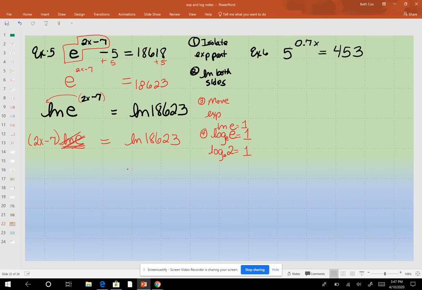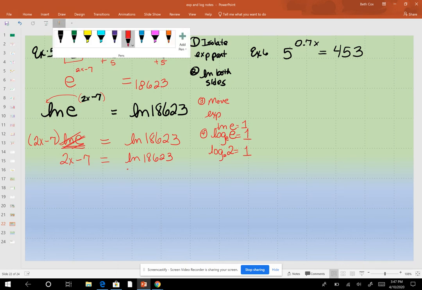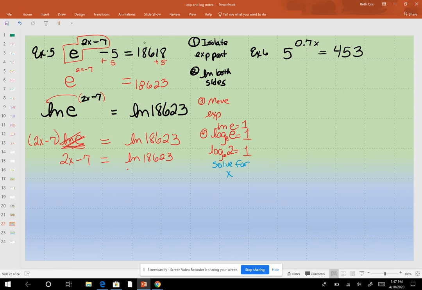So that's gone. So now I have 2x minus 7 is equal to this really ugly calculator thing here. And now I'm going to solve for x. So I'm going to add 7 to both sides. Okay, so that gives me 2x is equal to natural log 18623 plus 7, because remember that closes that parentheses there. And then I'm going to divide both sides by 2 or divide everything by 2. And that is my official exact answer right there.